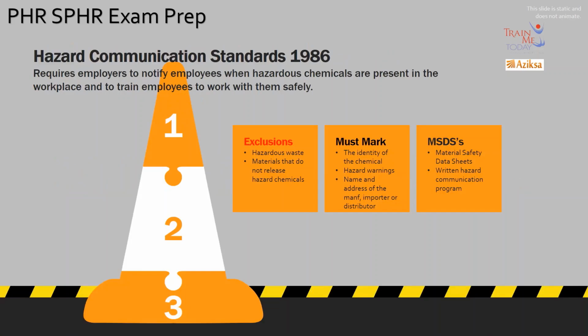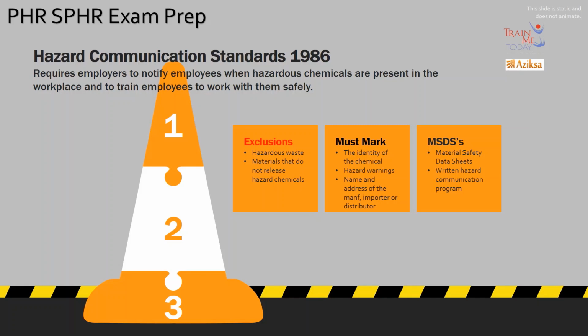In 1986, OSHA issued a hazard communication standard that requires employers to notify employees when hazardous chemicals are present in the workplace and to train employees to work with them safely. Some items are excluded from the hazard communication standard, such as hazardous waste regulated by the EPA, and that's because they're regulated by the EPA, not OSHA.